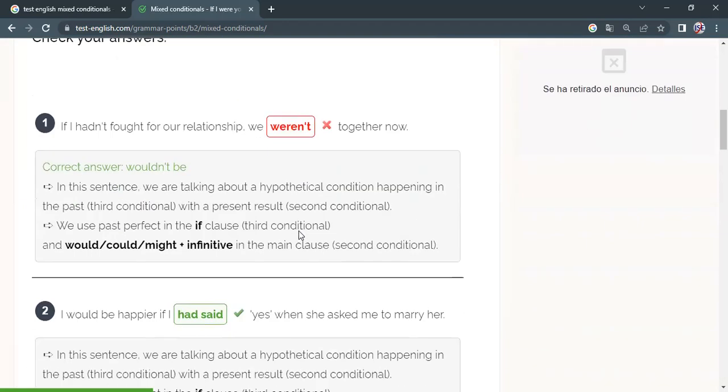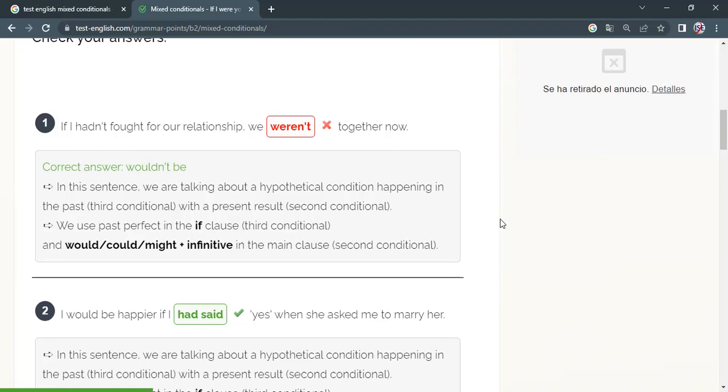If I hadn't fought for a relationship, we wouldn't be together now. In this sentence, we're talking about a hypothetical condition happening in the past, with a present result. We use the past perfect in the if clause, third conditional, and would, could, might in the main clause, second conditional.